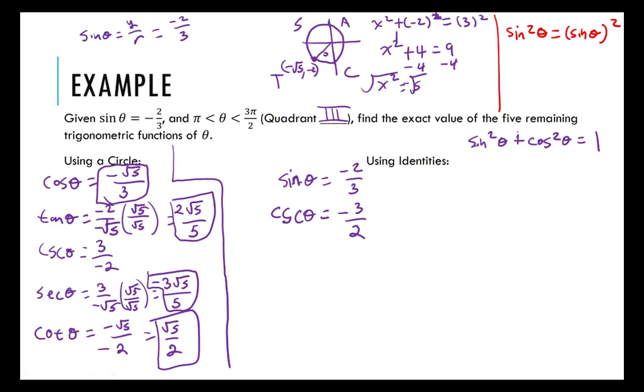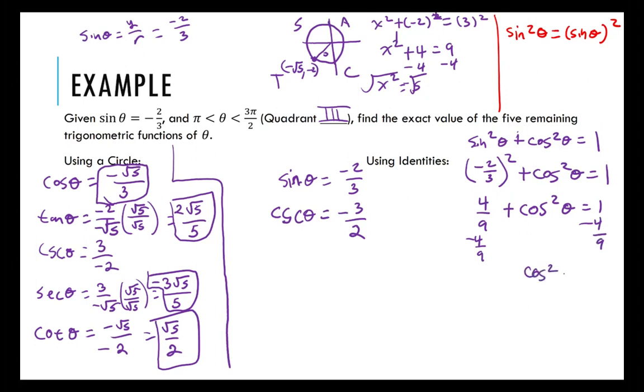So then, when I replace sine of theta, what that looks like is negative 2/3 quantity squared plus cosine squared of theta is equal to 1. And so now I can solve for cosine of theta using algebra. That's going to be 4/9 plus cosine squared of theta is equal to 1, minus 4/9, minus 4/9. That gives me that cosine squared of theta is equal to 5/9. And then I can take the square root of both sides.